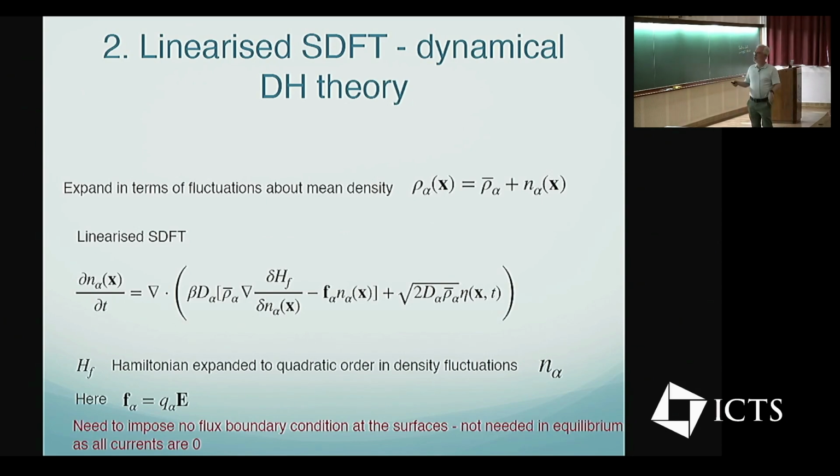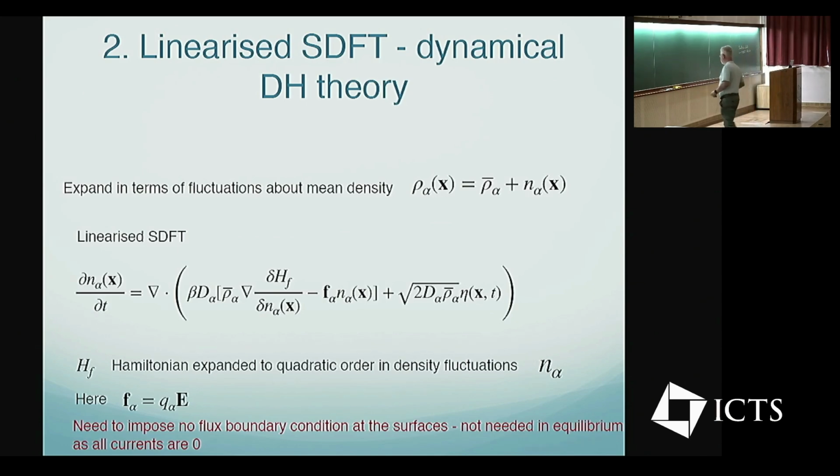So what I want to do here is take my Hamiltonian and expand it. HF is just the Hamiltonian expanded to quadratic order in the density fluctuations. So it's basically these quadratic terms, n plus squared, n minus squared, plus the interactions, okay? And of course the external force here is F alpha equal to Q alpha times E, okay?